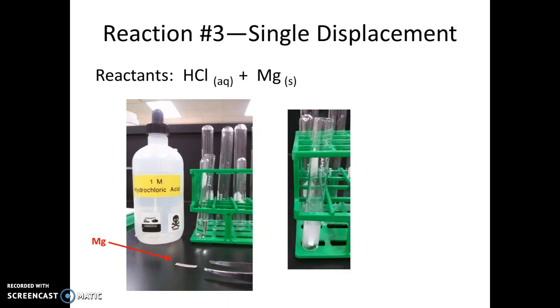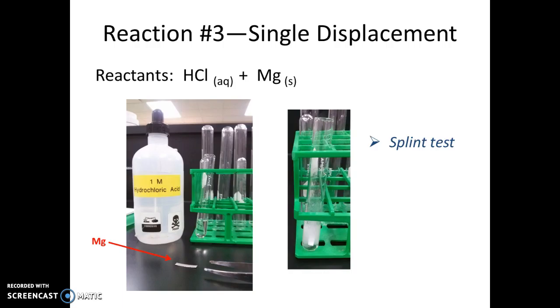What you might observe in this reaction is that the solution starts to get foggy because that magnesium is bubbling vigorously. When you see those bubbles, that's a sign that a gas is one of your products of the reaction. You're going to test that gas with a splint test, just like you've done several times before.